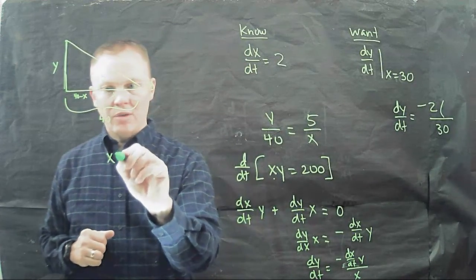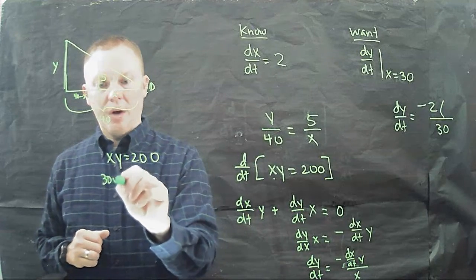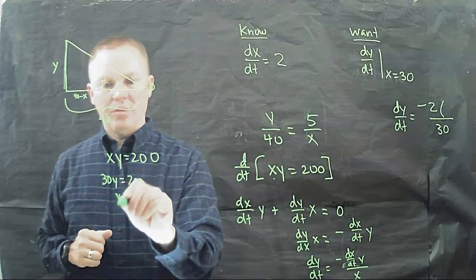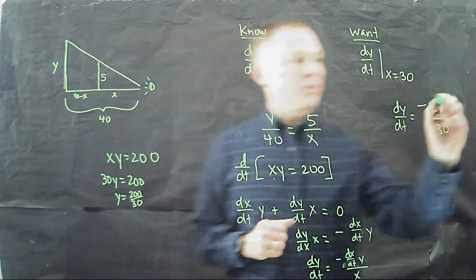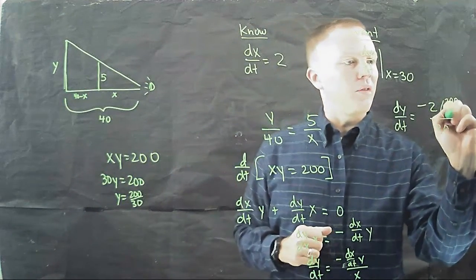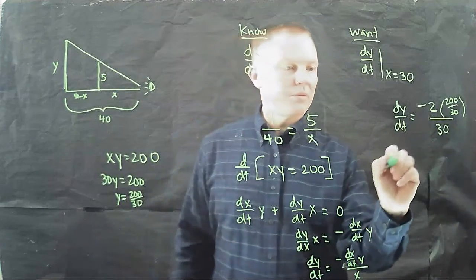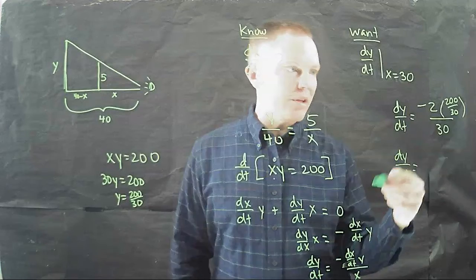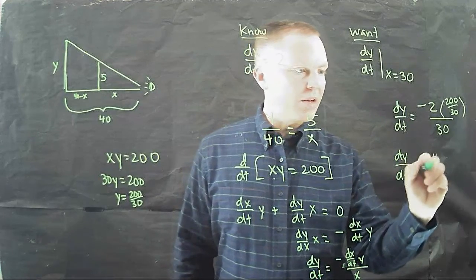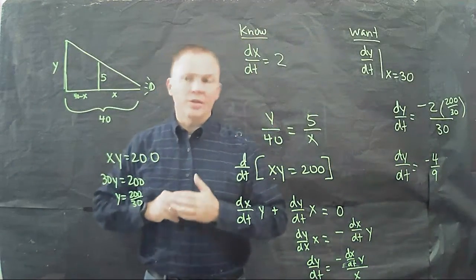x times y equals 200. So 30y equals 200, so y is 200 over 30. So I'm going to put that here, 200 over 30. And then we do some arithmetic, which you could do on a calculator if you want. You end up getting, I believe, -4/9 as your answer.